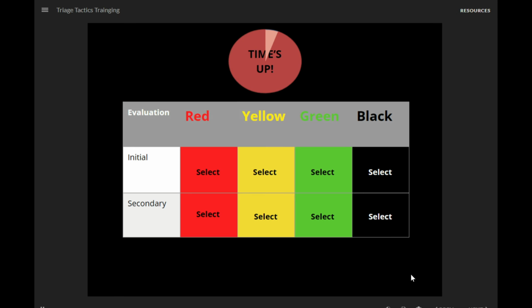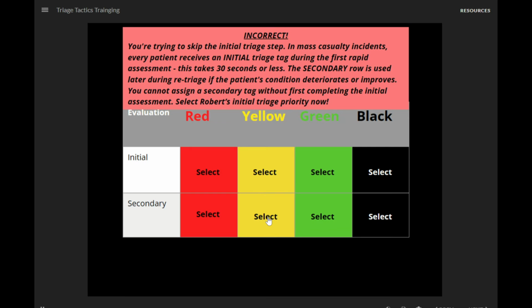You have 15 seconds. Select your triage tag now. You're trying to skip the initial triage step. In mass casualty incidents, every patient receives an initial triage tag during the first rapid assessment. This takes 30 seconds or less. The secondary row is used later during retriage if the patient's condition deteriorates or improves. You cannot assign a secondary tag without first completing the initial assessment. Select Robert's initial triage priority now.